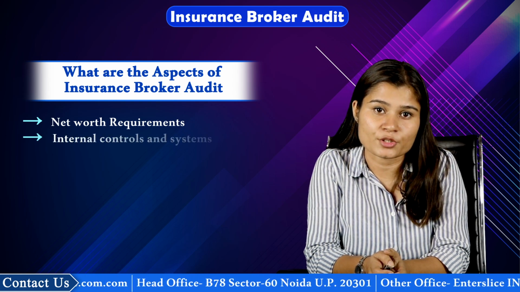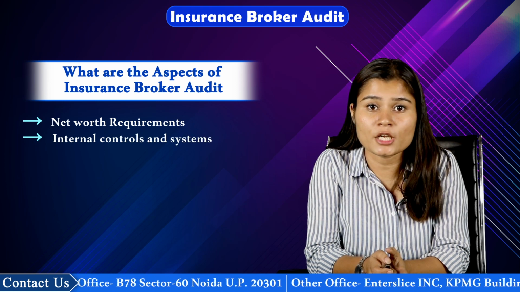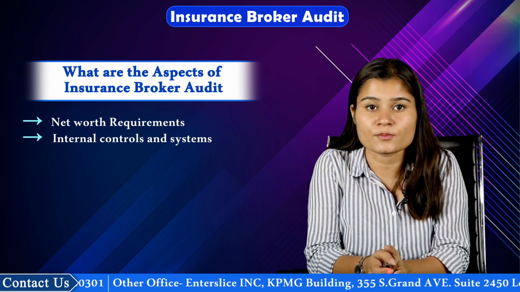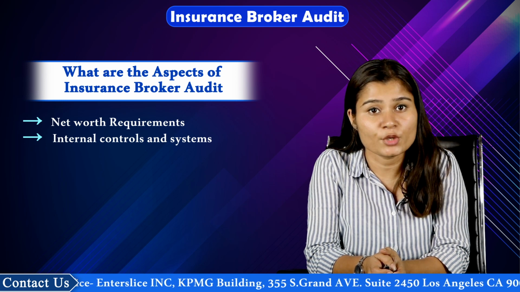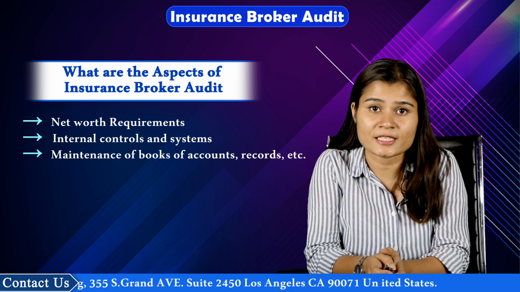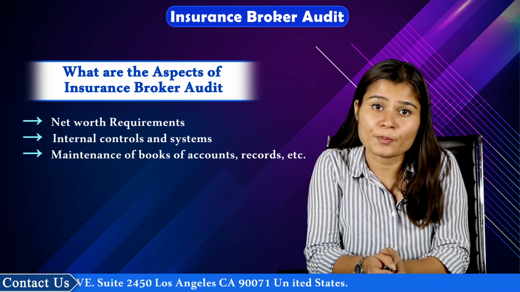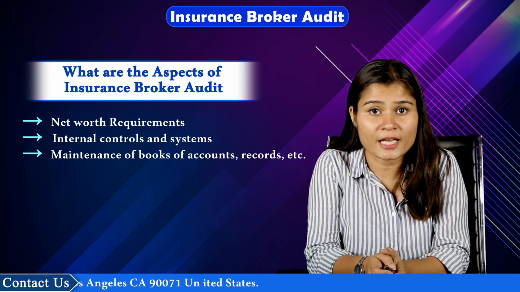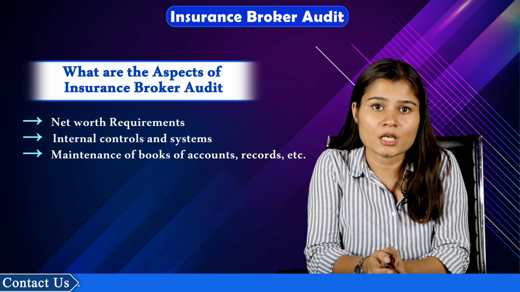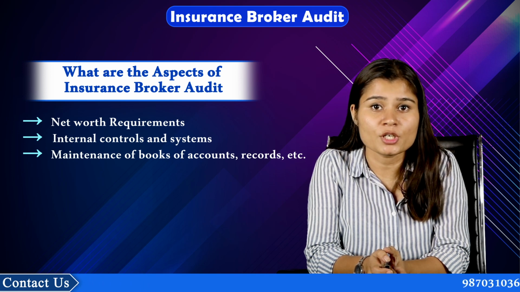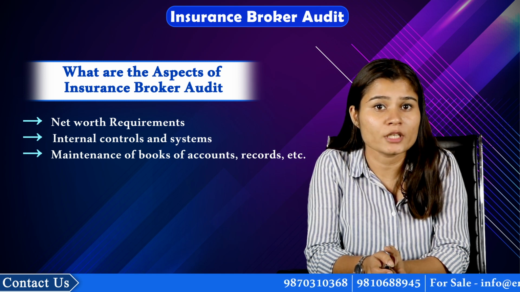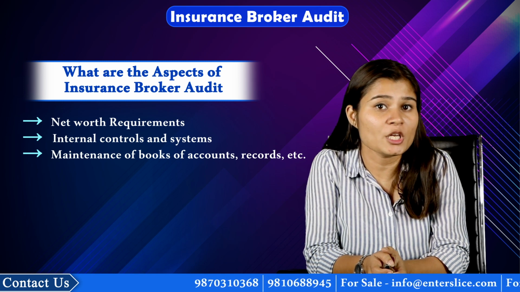Internal controls and system. Every insurance broker must ensure that a proper system of internal audit is in place and such systems are adequate according to the size, nature and complexity of the business. Maintenance of books of accounts, records, etc. Every insurance broker must prepare a balance sheet or statement of affairs at the end of each accounting period for the financial year, a profit and loss account for that period, the position of cash flow through the direct method, and additional details on the insurance broking business as may be required by IRDAI.